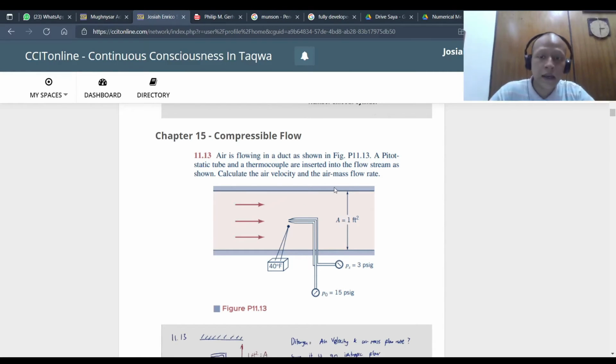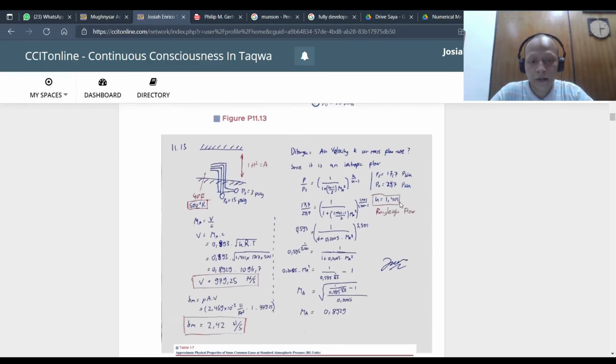As you can see, at number 13, we're gonna have a pitot device and thermocouple connected to a flow stream in a tube. So what we are going to do, we need to find the air velocity and air mass flow rate. So how do we do it? Let's move to the solution part.